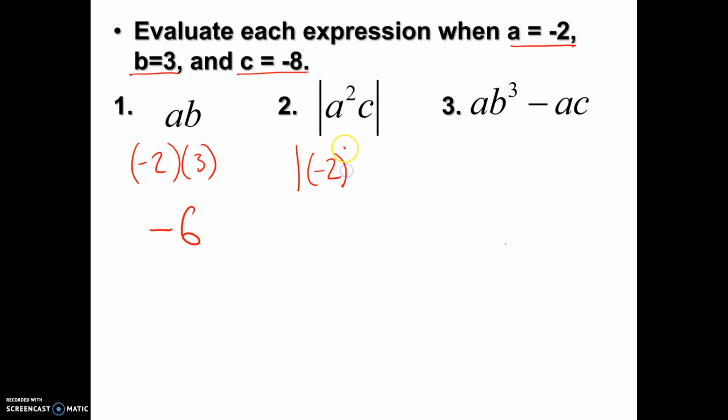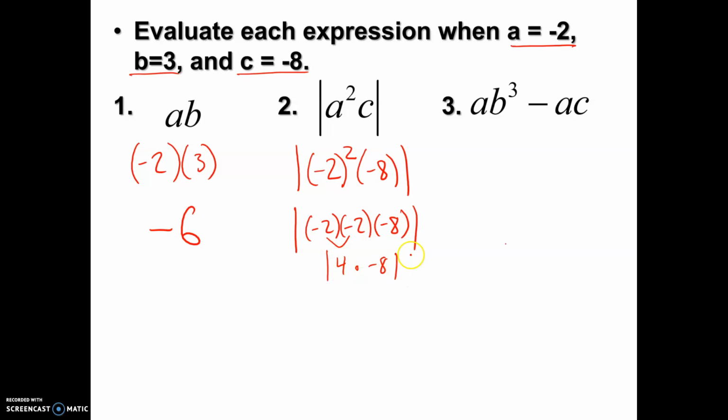Notice how important it is to plug in with parentheses on number 2. If we didn't plug in with parentheses, we'd mess up with our signs. The exponent would be glued to the 2, not to the parentheses. So we simplify this. Negative 2 times negative 2 times negative 8. All of that's inside the absolute value. Negative 2 times negative 2 is 4 times negative 8. 4 times 8 is 32, so negative 32. And the absolute value of negative 32 is 32.